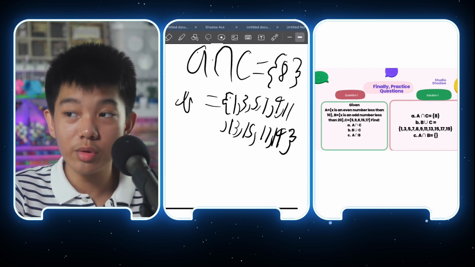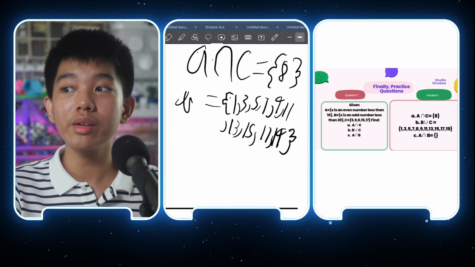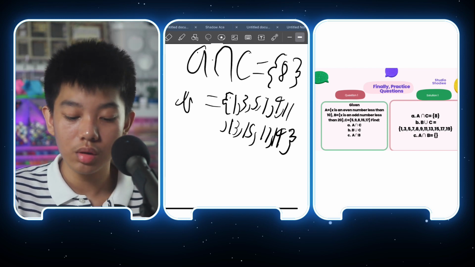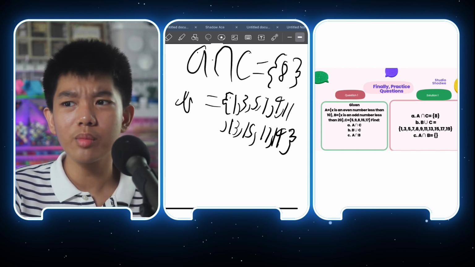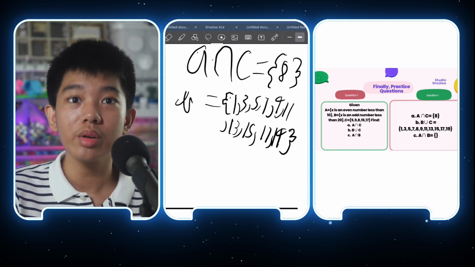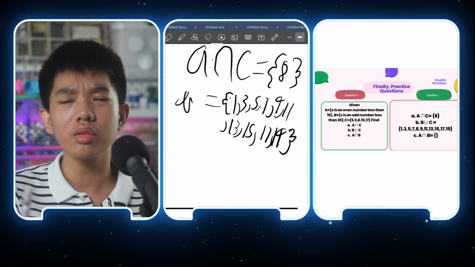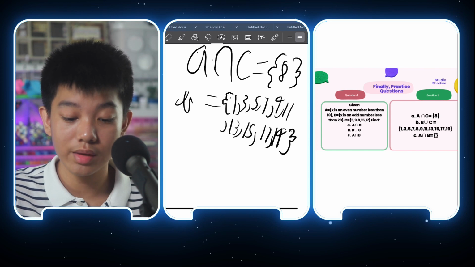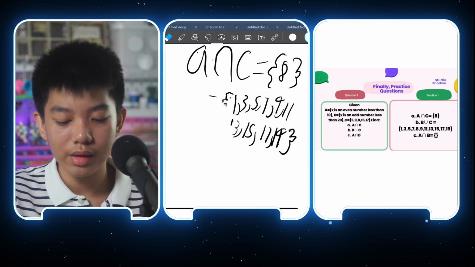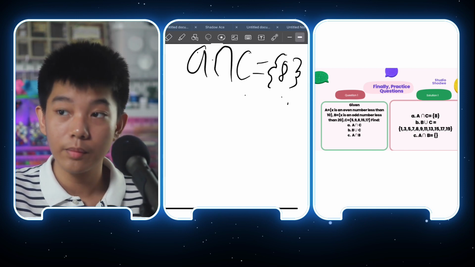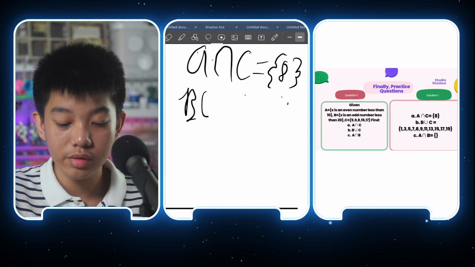Now, the next one requires combining the elements of both B and C. Since we already know there are some elements of C that are also a part of B, if any numbers in either set are also intersecting numbers, you only need to write them once. And you also have to do it in ascending order, like this. So, B, U is usually the union symbol, C equals.